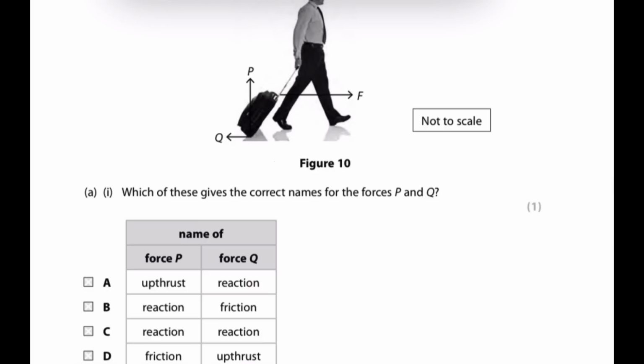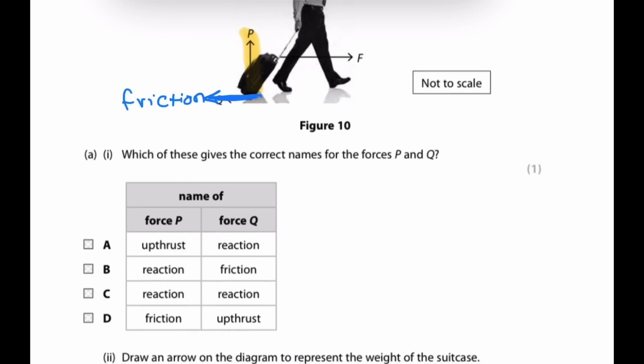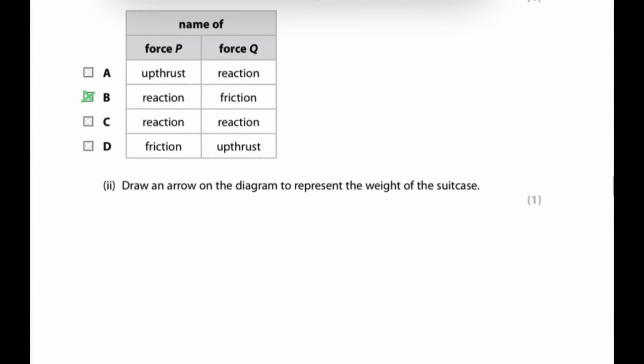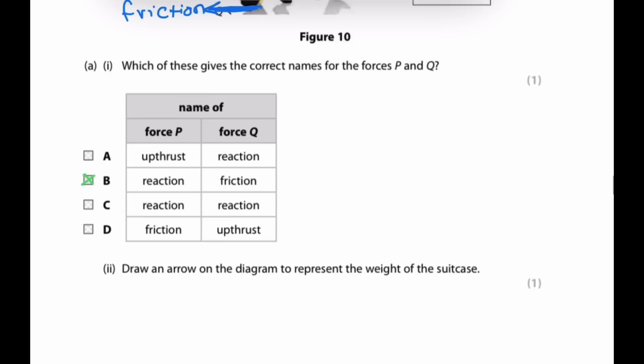Well, we know that force Q is the friction. So this side is going to be friction, while P is the normal contact force, which is perpendicular to the ground, which we call the reaction. So the answer for this is going to be B, reaction and friction.